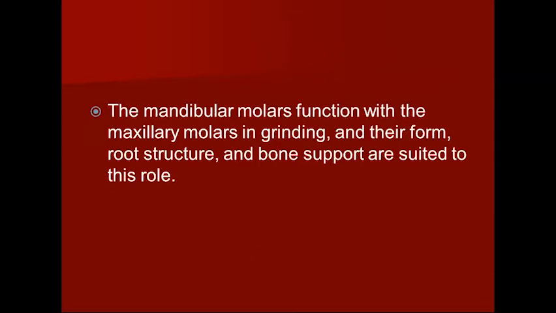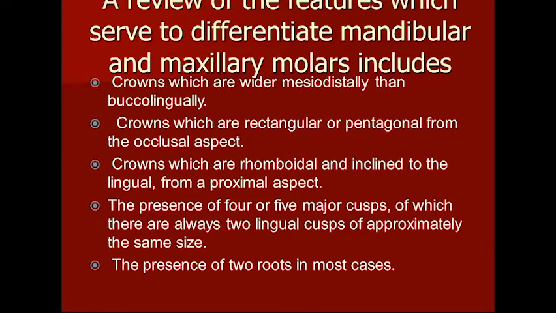A review of features which serve to differentiate mandibular and maxillary molars includes: number one, crowns which are wider mesiodistally than buccolingually. Crowns which are rectangular or pentagonal from the occlusal aspect. Crowns which are rhomboidal and inclined to the lingual from a proximal aspect. Major cusps, of which there are always two lingual cusps of approximately the same size. The presence of two roots in most cases.